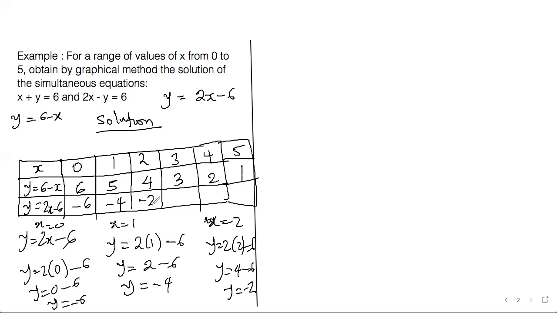So if you complete the table, for x equals 3, 3 times 2 is 6, minus 6 is 0. For x equals 4, 4 times 2 is 8, 8 minus 6 is 2. For x equals 5, 5 times 2 is 10, 10 minus 6 is 4. So I have the data. Then what I have to do is plot the graph.